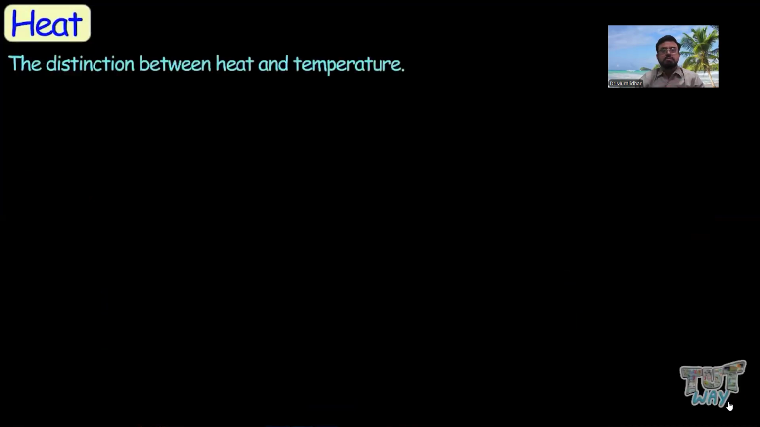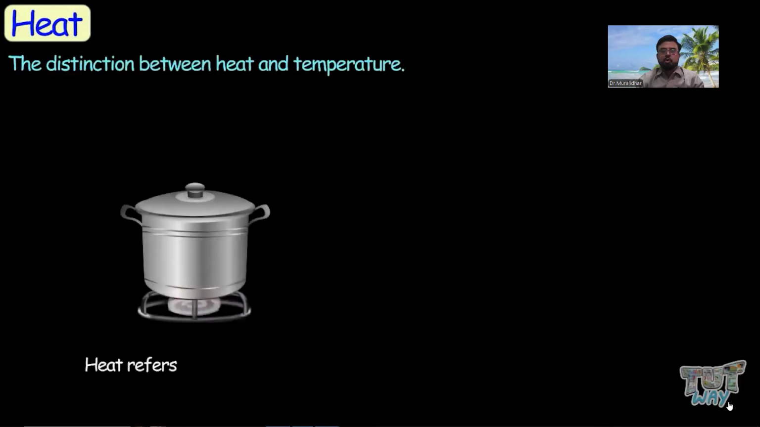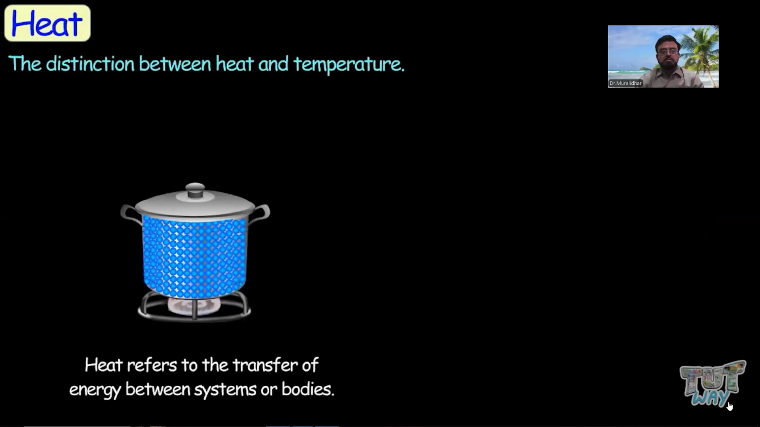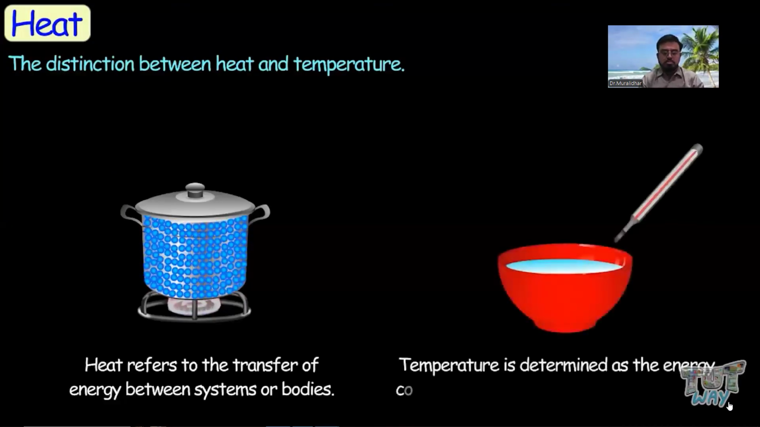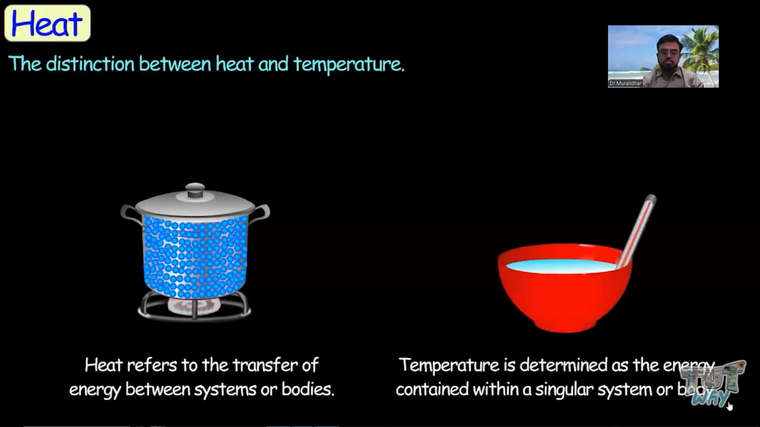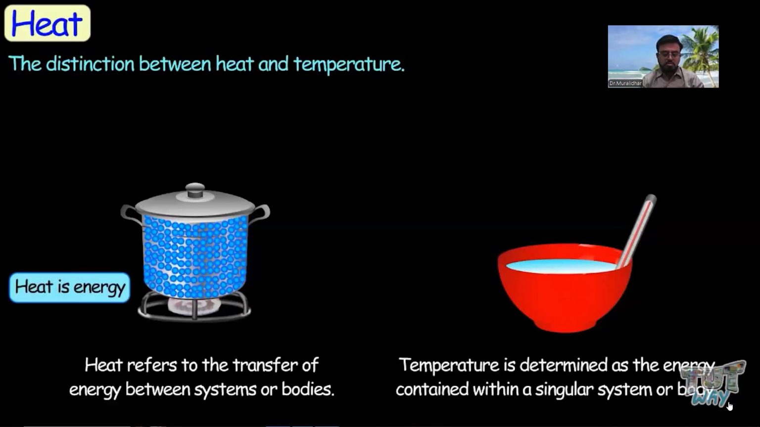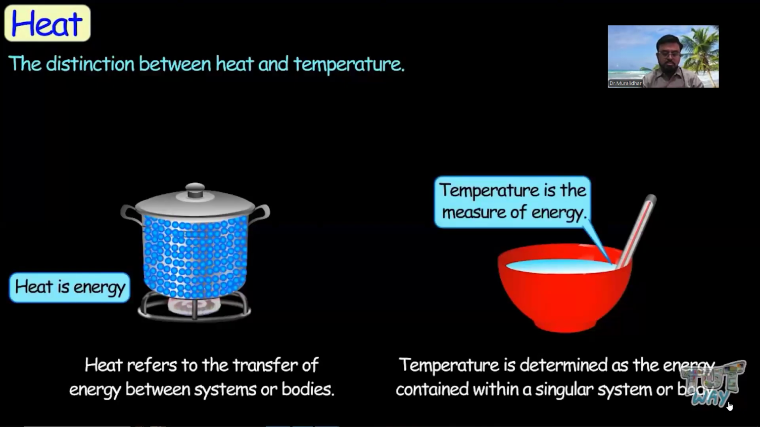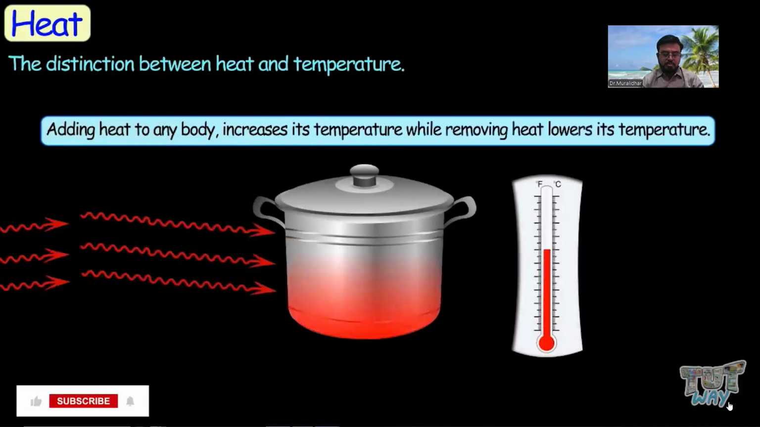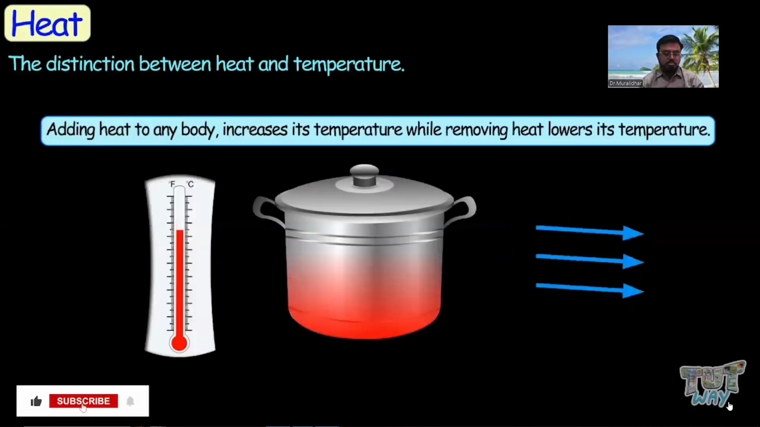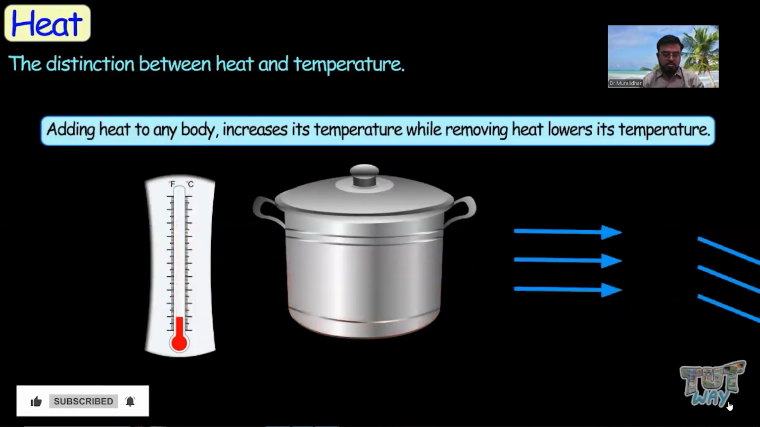Now let's learn the distinction between heat and temperature. The basics. Heat refers to the transfer of energy between systems or bodies, whereas temperature is determined by the energy contained within a singular system or body. In other words, heat is energy, while temperature is a measure of that energy. Adding heat to any body increases its temperature, while removing heat from any body lowers its temperature.